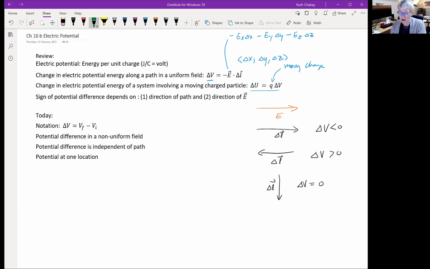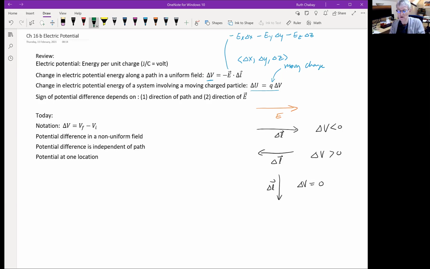I want to talk about notation. The notation we're using for denoting a potential difference between 2 locations, in particular identifying the direction of the path, because we see that the direction of the path is very important. And so we have to get straight what this notation means.